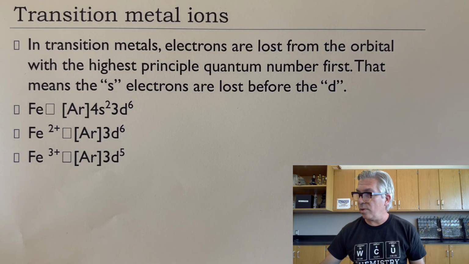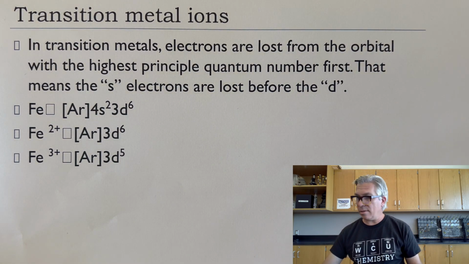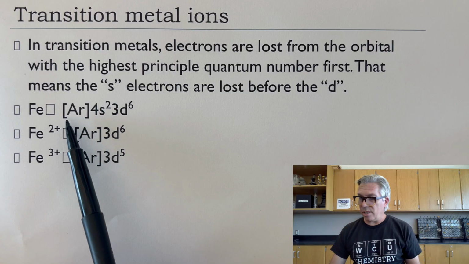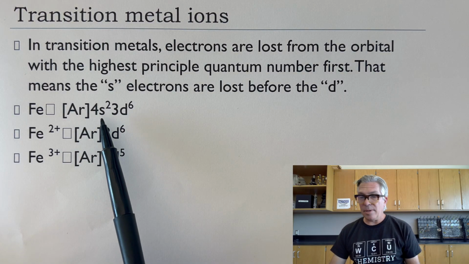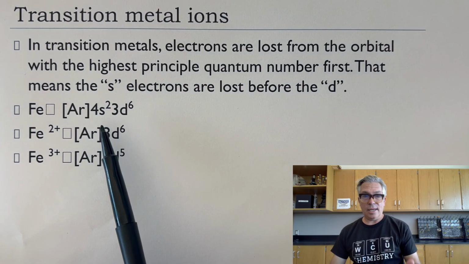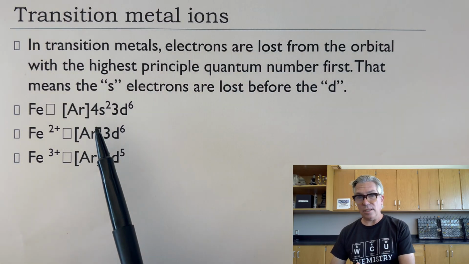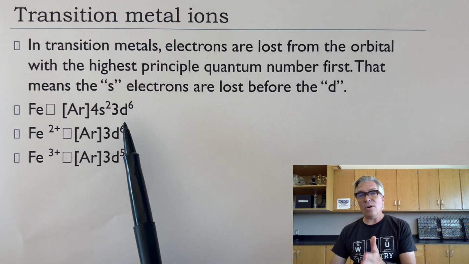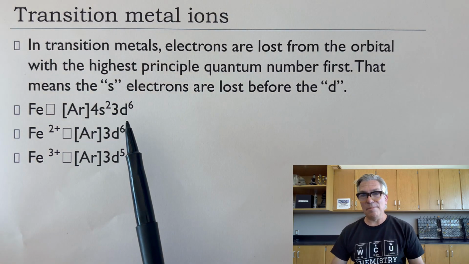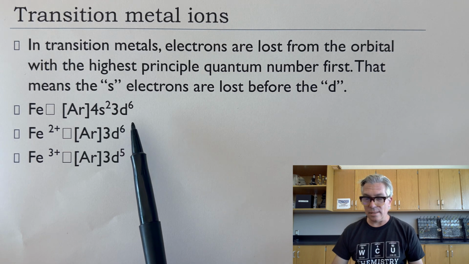Transition metal ions are weird still. They keep doing their thing. They have these configurations where the argon, or the noble gas, is followed by the s orbitals first. The s orbitals on a level get filled before the d orbitals. So 4s2, 3d6. But they also get vacated before the d orbitals in most cases.